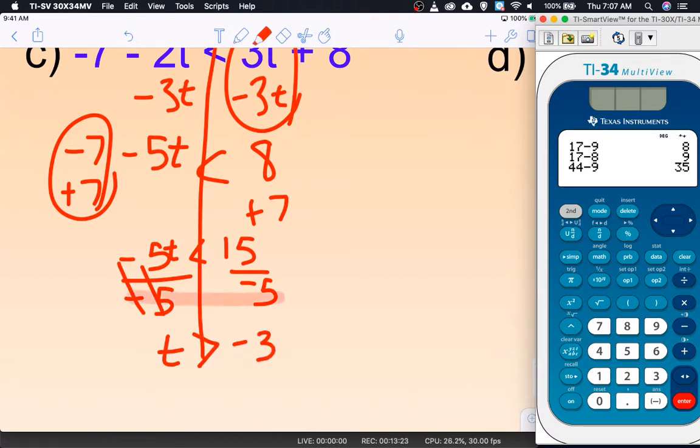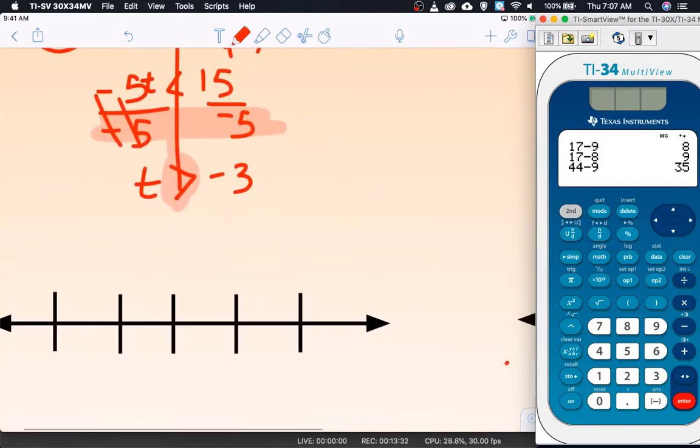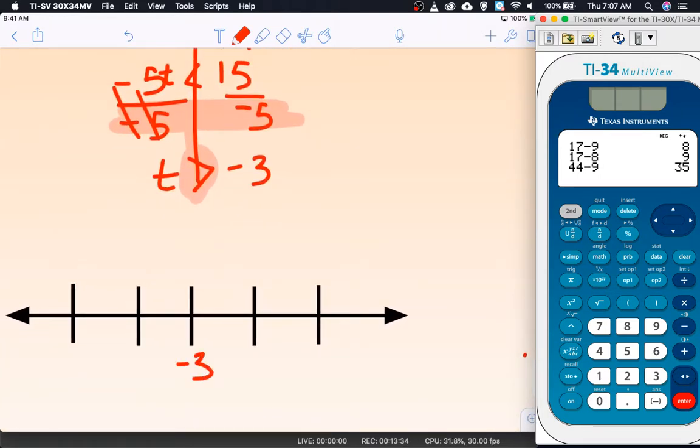Did you make that change? When you divided by -5, did you change the direction of the inequality? Check yourself. You should have. Which means your graph would be -3 like this. You would have a hollow dot at -3, and you would be shading to the right. You'd be shading greater than -3.